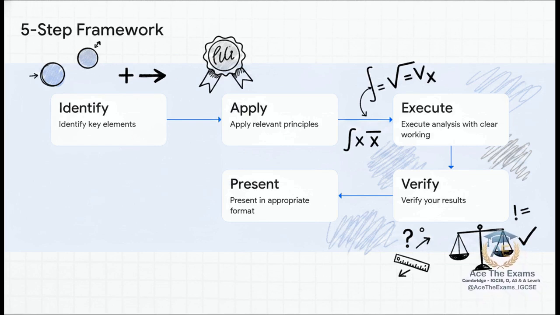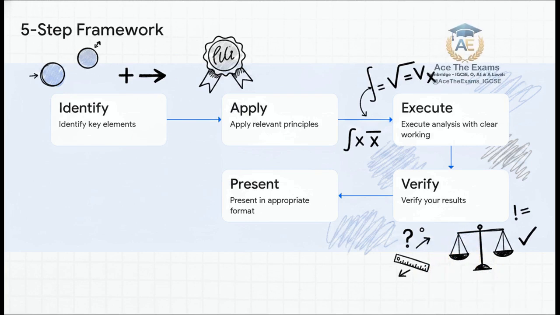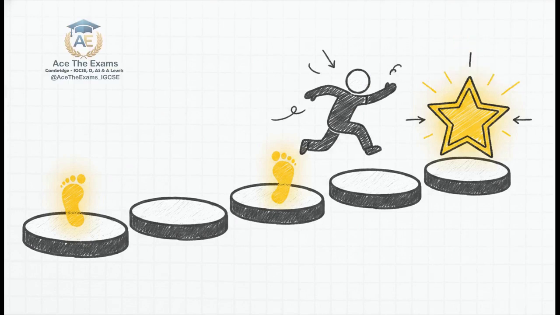Step 4, verify results. Take a breath and ask yourself, does this final velocity actually make physical sense based on the masses involved? And finally, Step 5, present in appropriate format. Use the correct significant figures, state your units, and explicitly clarify the direction. This sequence right here, it's your ultimate safety net. Seriously, let this sink in for a moment.